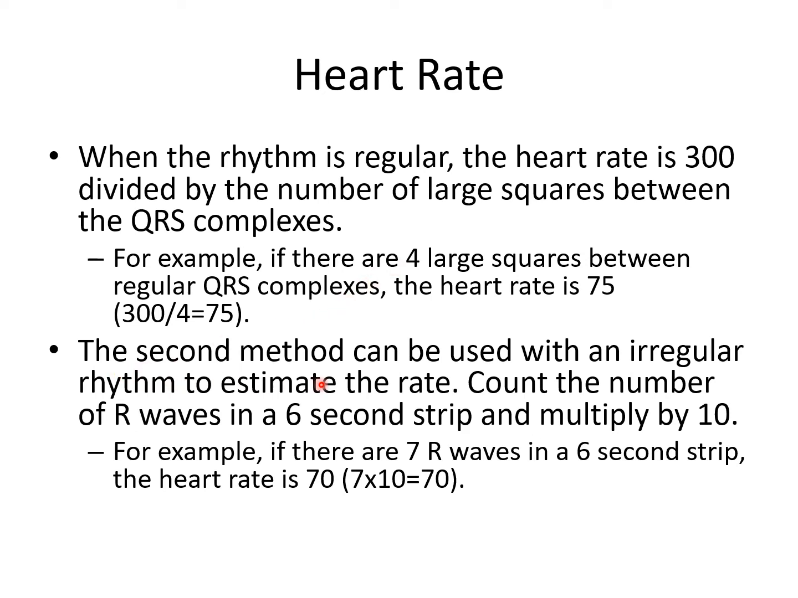The second method that can be used is to simply count the number of R waves in a 6-second strip and then multiply that number by 10. For example, if there are 7 R waves in a 6-second strip, then multiply 7 by 10 and you get 70. So the patient's heart rate is 70. At least we know that it's normal. It's not too slow and it's not too fast. Okay, so that's the first step we want to do when we are beginning to interpret rhythms.